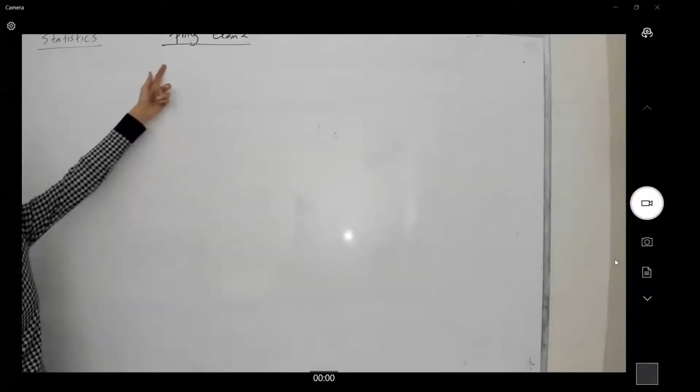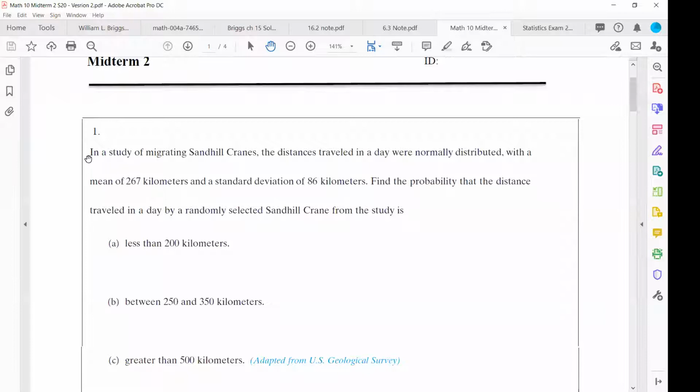So we're solving spring exam 2. The first question says, this is our first question. In a study of migrating sandhill cranes, the distances traveled in a day were normally distributed with a mean of 267 kilometers and standard deviation of 86.